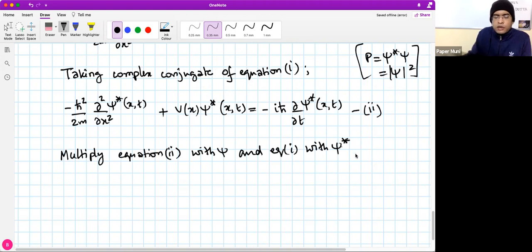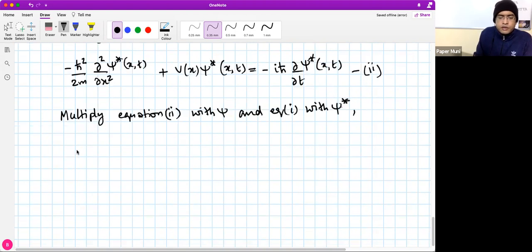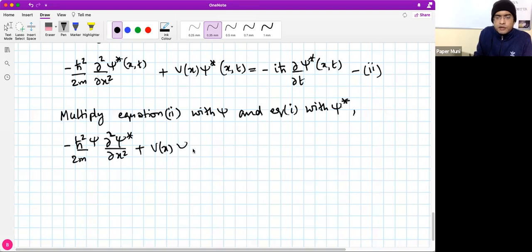Okay, so if we multiply, we get the following: minus h cut square psi, the second derivative of psi star with respect to x, and we have psi, equal to minus i h cut psi star, and we have this derivative here with respect to time. Just a simple multiplication. Now let's label it 3.